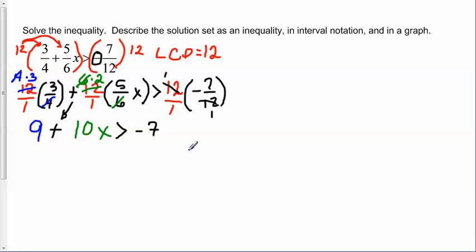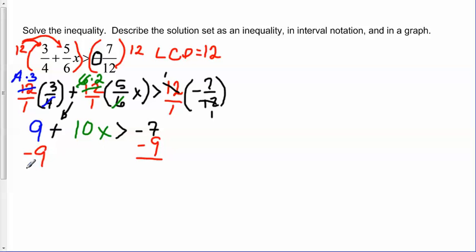Okay, now our inequality looks much better. Now we can start dealing with this a little bit. So remember, we're solving for x. So we want to move this 9 over to the right-hand side, and then we're going to divide out the 10 in the last step. Gratefully, in this problem, we only have one x term, so we don't have to worry about bringing x's together. So let's go ahead and subtract 9 from both sides.